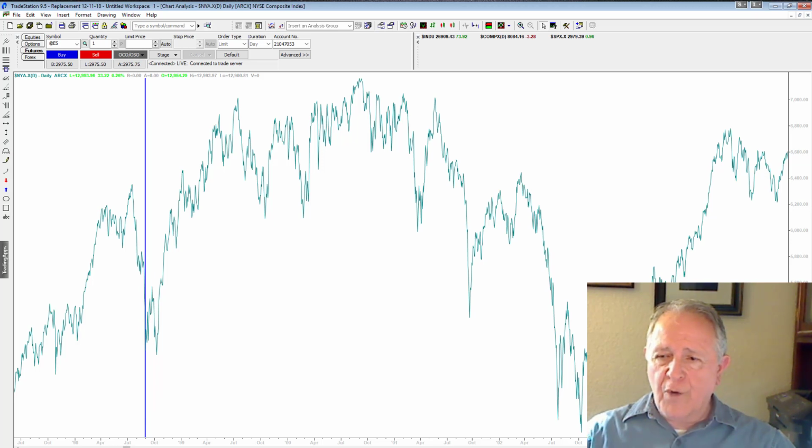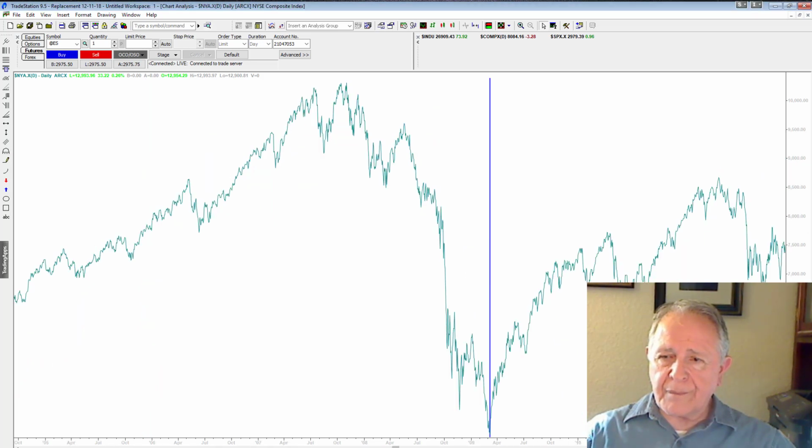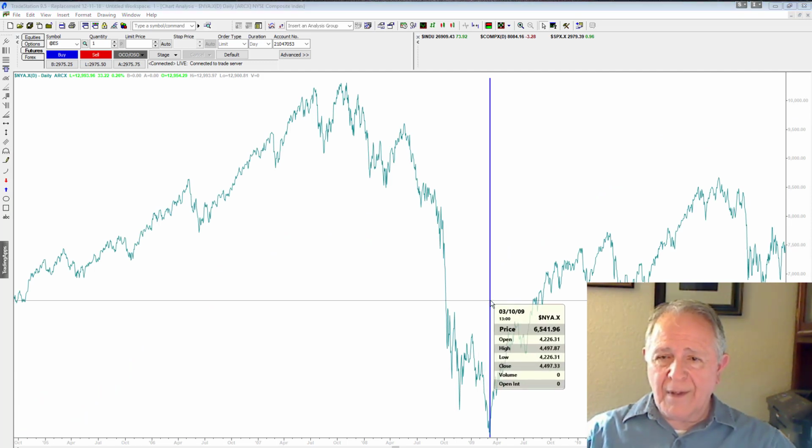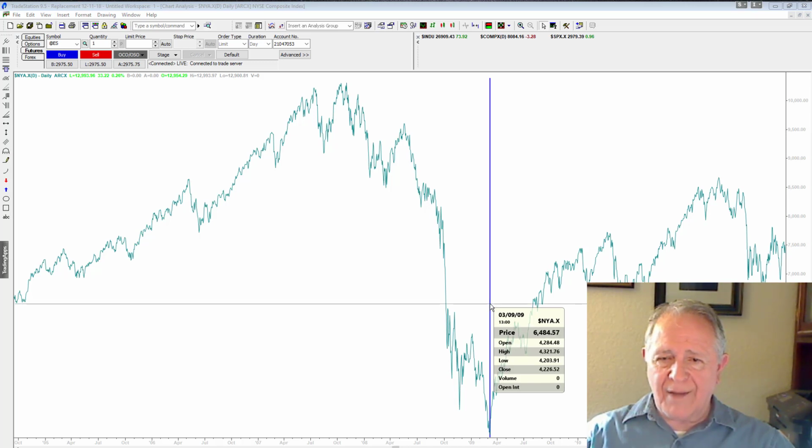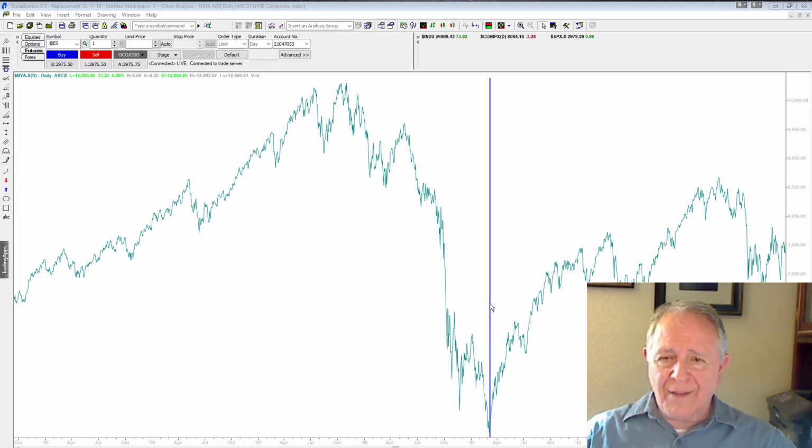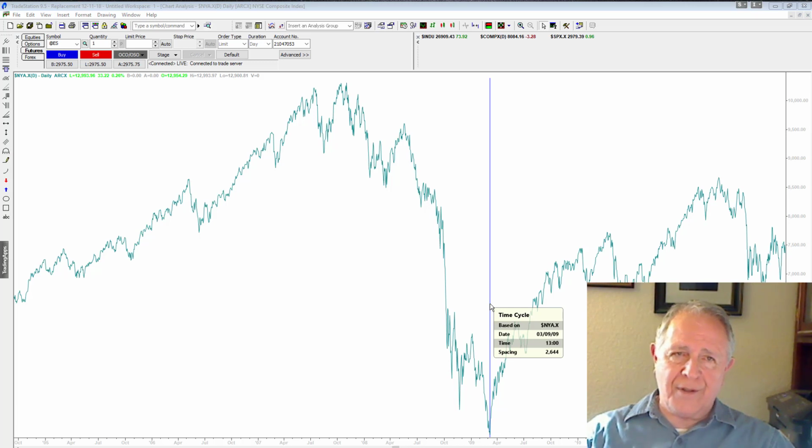And if we go forward from there to the bottom, obviously a very important bottom, in March, I believe it was March 9th of 2009. There it is there. The number of trading days between those 2 points, 2,644. Now look at this.